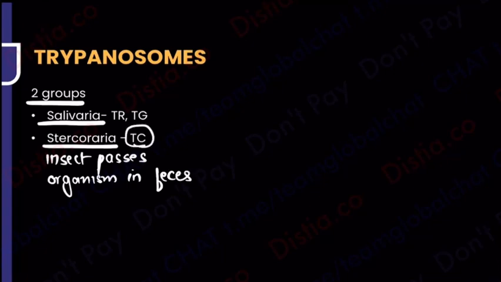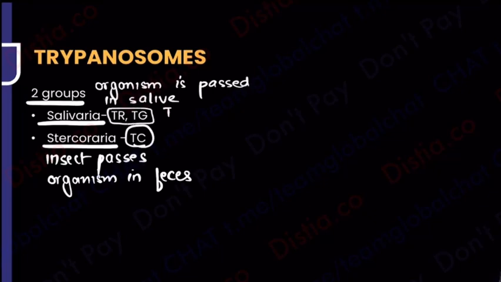And in Trypanosoma cruzi, you will see that something is going to be coming out in the feces, okay? Whereas if the organism is passed in the saliva, that is something that you will see in these two Trypanosomas, which are nothing but the family of Trypanosoma brucei. So one of them, basically I am saying, dono mein some insects will be there. In one of them, insect will spit it out. In one of them, insect will shit it out. Simple as that, okay? If the insect spits it out, it is Trypanosoma brucei wala life cycle. If the insect shits it out, that is stercoraria, it is going to be Trypanosoma cruzi wala life cycle.